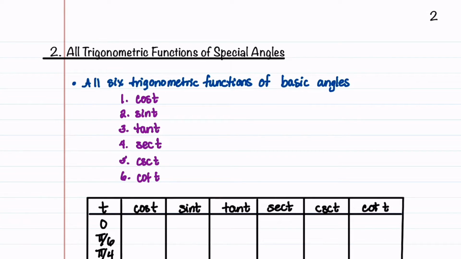We'll now create a chart of values for all 6 trigonometric functions of the basic angles that we just looked at. Our 6 trigonometric functions are listed here. Tangent is equal to sine t over cosine t. Secant t is 1 over cosine t. Cosecant t is 1 over sine t. And then cotangent t is 1 over tangent t.